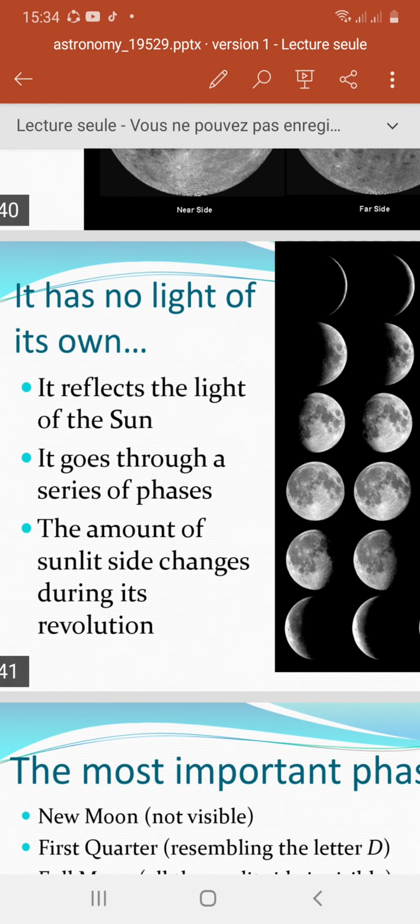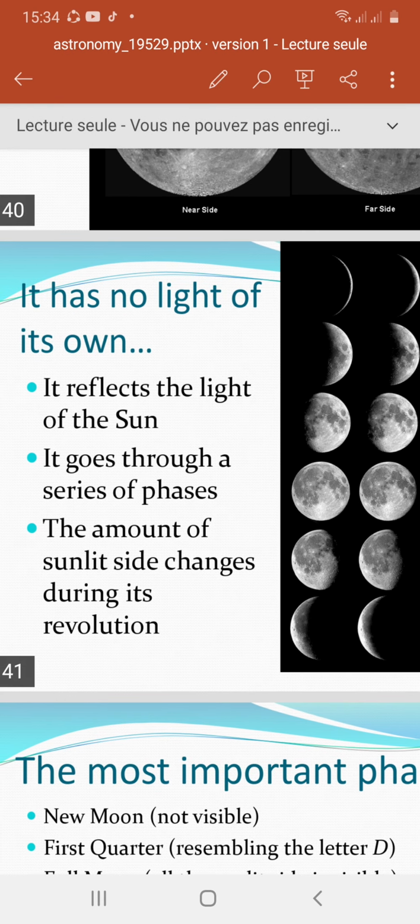The picture shows the moon, you see? Of course, the moon has no light of its own.